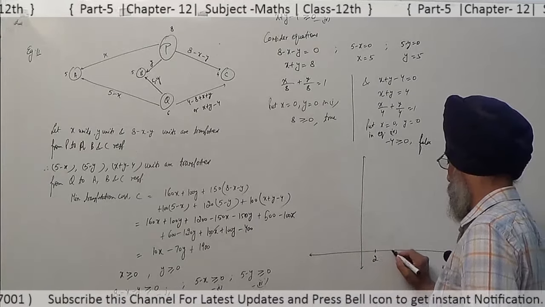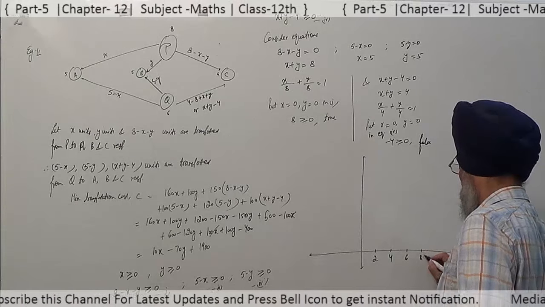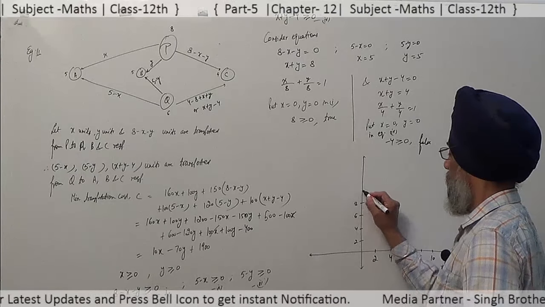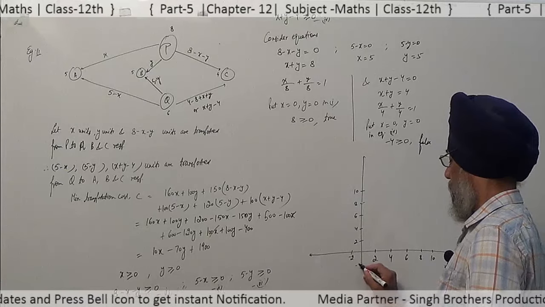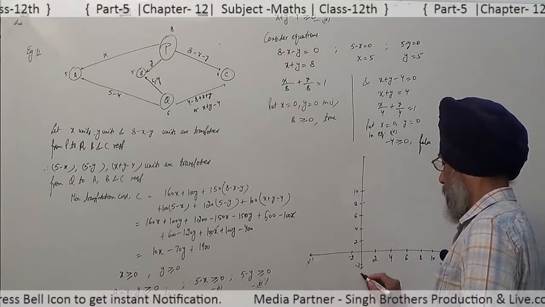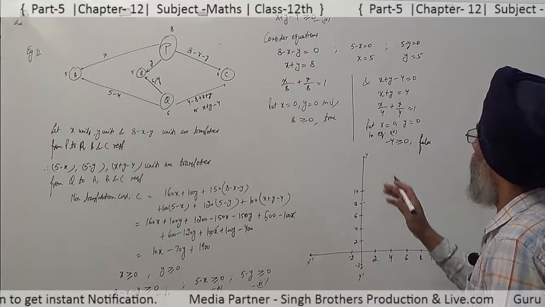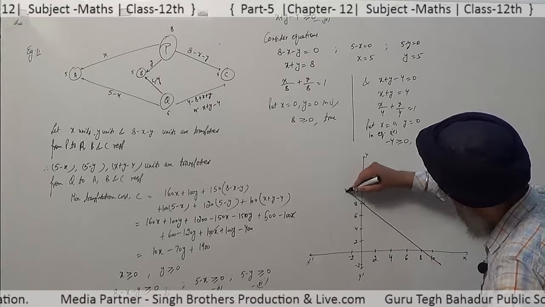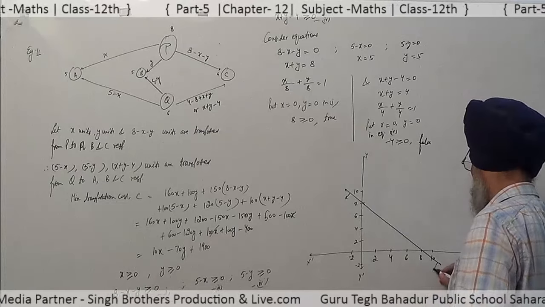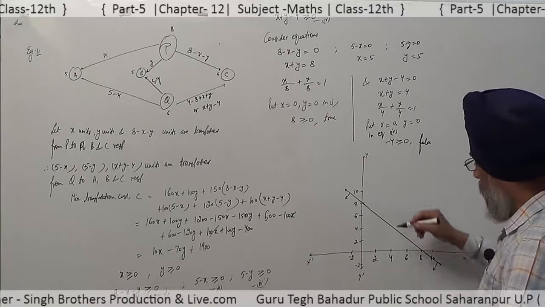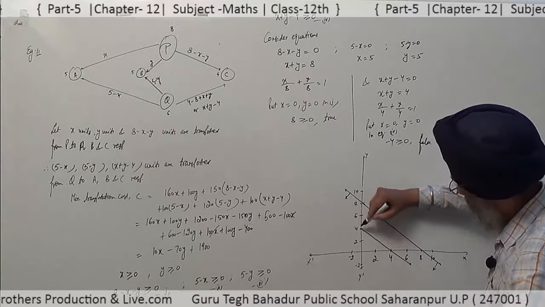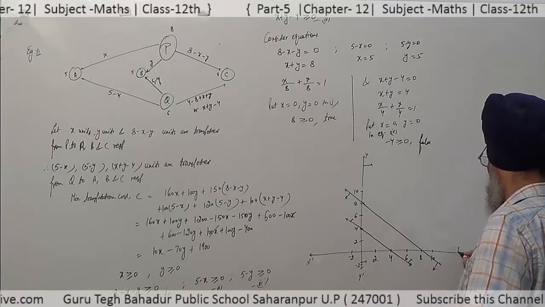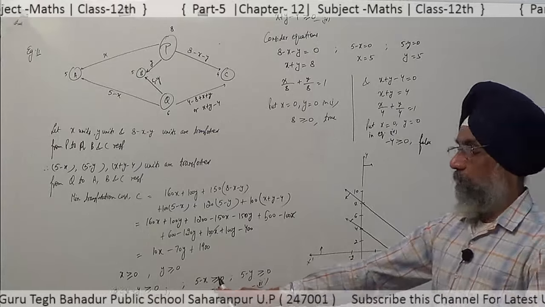It is 2, 4, 6, 8, 10. It is x 8 and y 8. For the origin, x 4 and y 4, it is false for the origin. x greater than or equal to 0, y greater than or equal to 0. Then x is greater than or equal to 5.